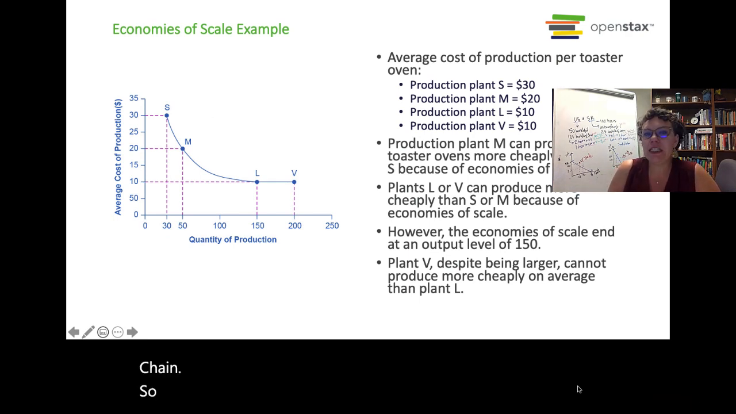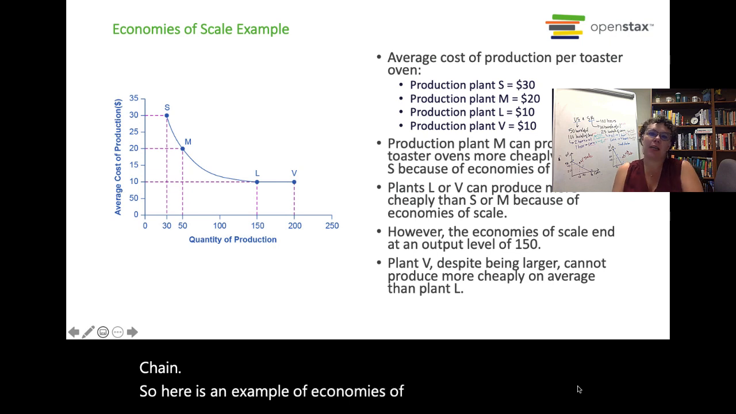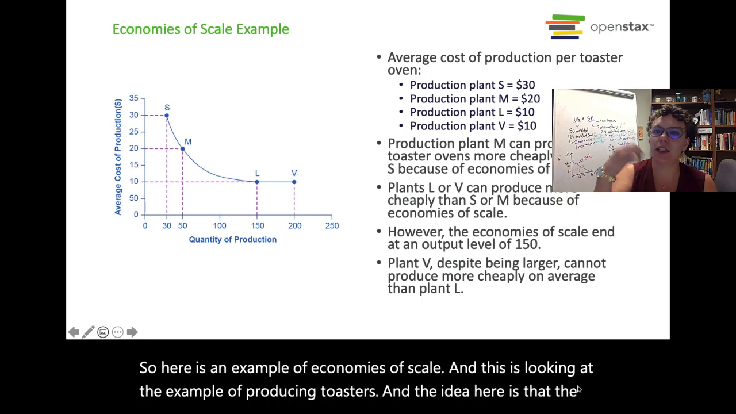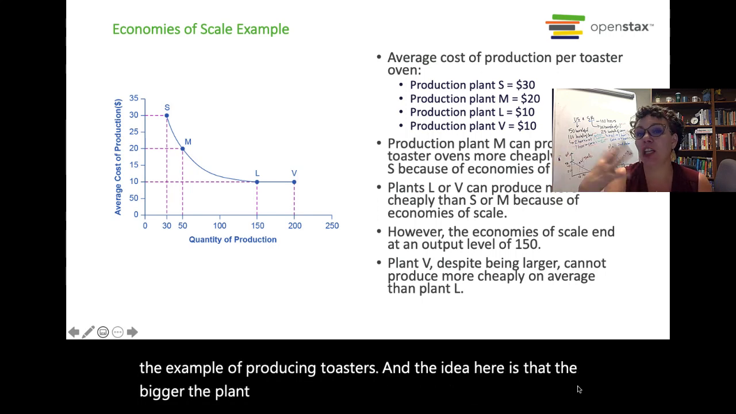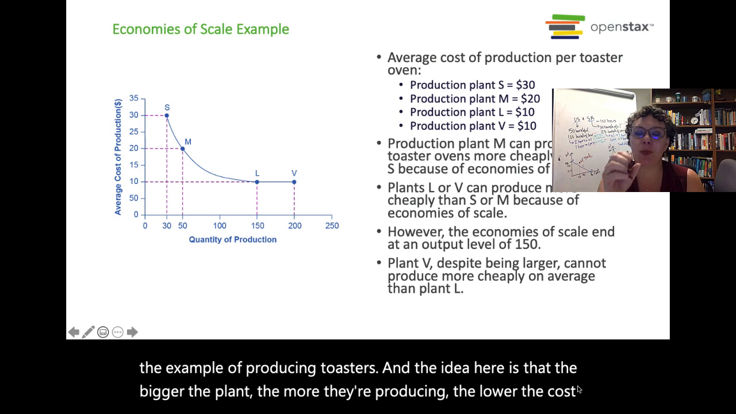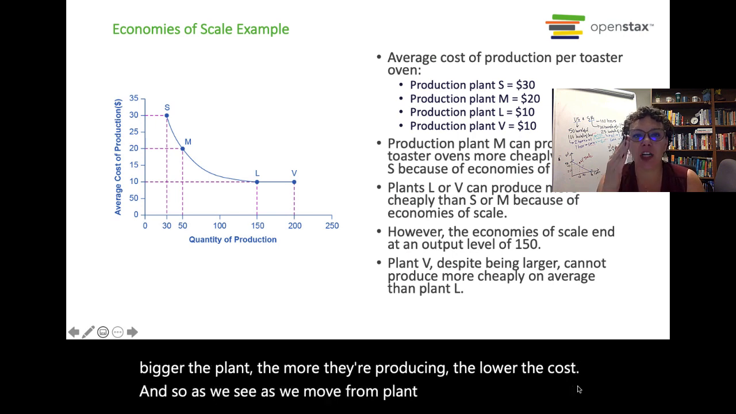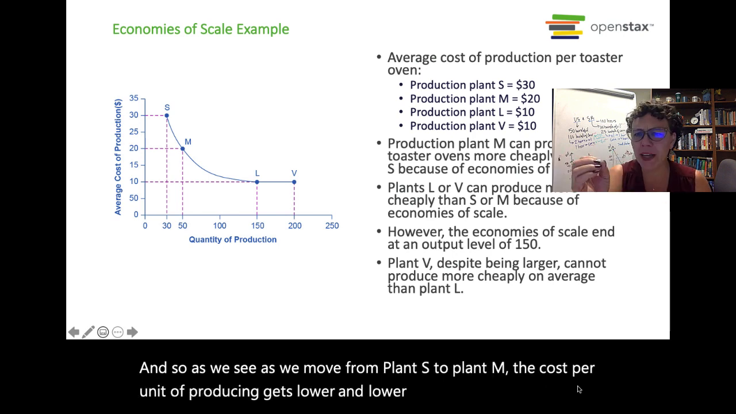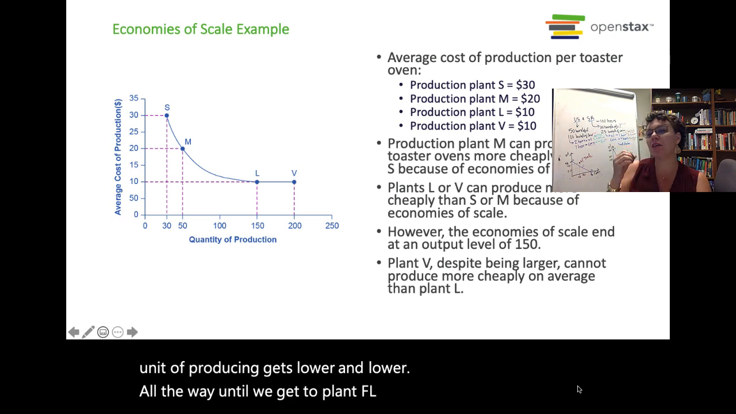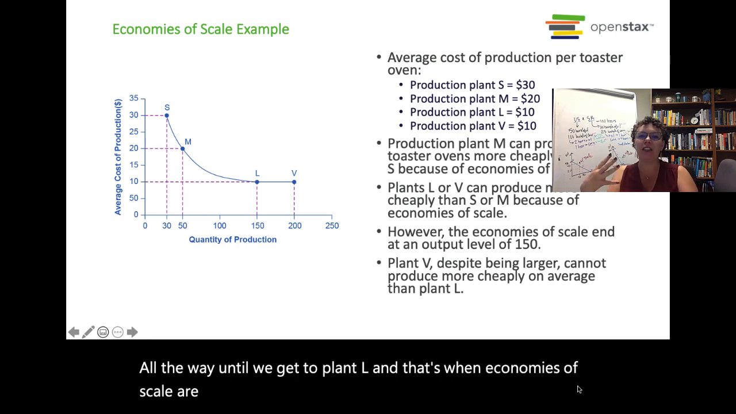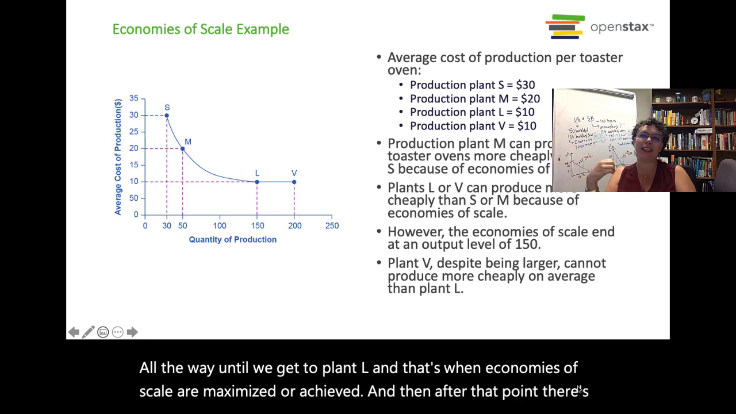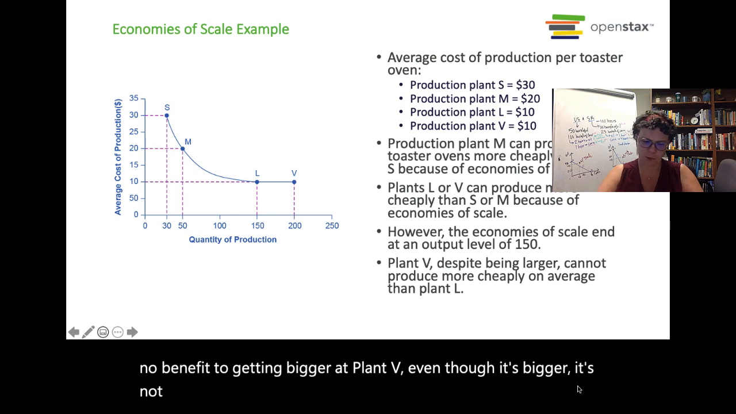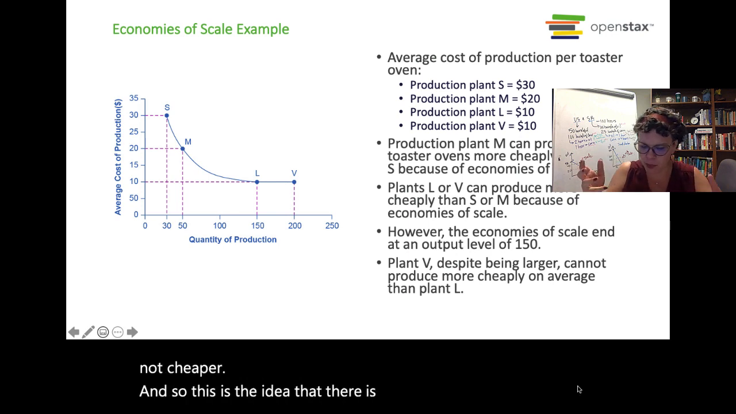So here's an example of economies of scale. This is looking at the example of producing toasters. The idea here is that the bigger the plant, the more they're producing, the lower the cost. As we move from plant S to plant M, the cost per unit of producing gets lower and lower, all the way until we get to plant L. And that's when economies of scale are maximized or achieved. After that point, there's no benefit to getting bigger. At plant V, even though it's bigger, it's not cheaper. So there is some limit to economies of scale.